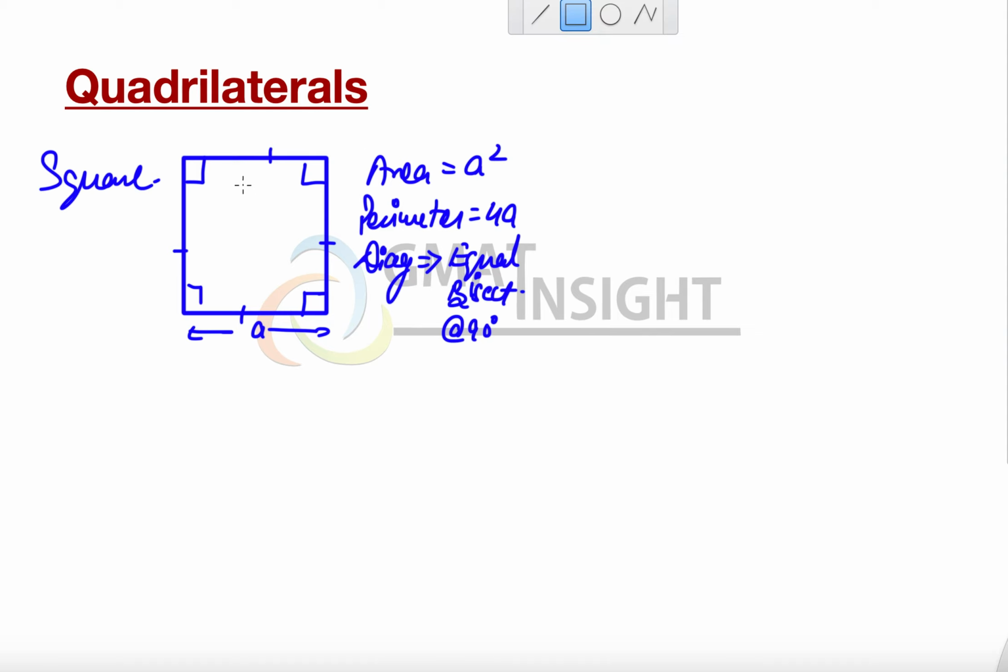The important thing here is that this is a very special case in which the diagonals bisect each other at 90 degrees. That does not happen usually in every other quadrilateral. So that's the first case.